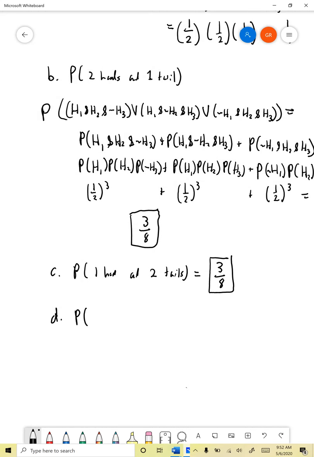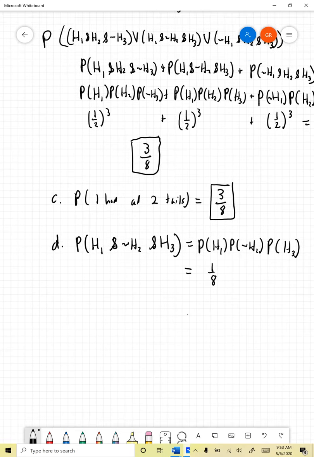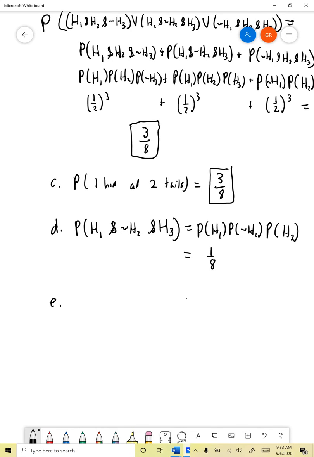Next question, what's the probability of a head on toss 1, so H1, and a tail on toss 2, so not H2, and then a head on toss 3, H3? Well, again, because of independence, we're able to just multiply these out, just like we did in part B. So we actually already solved for this. Probability of H1 times probability of not H2 times probability of H3, which we said was just 1/2 cubed or 1/8. That's our probability there.